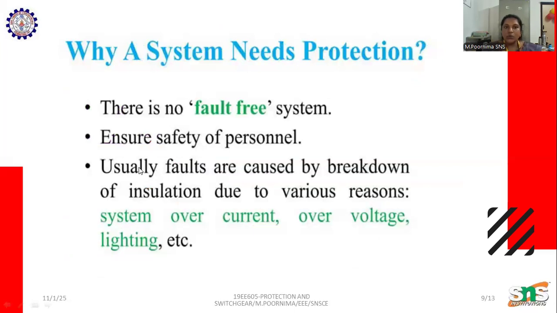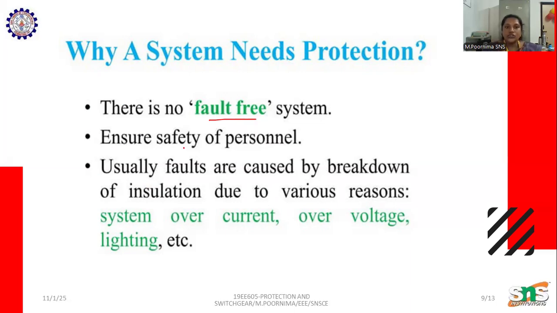Next, why does a system need protection? This is the question. Why is protection needed for a system? First of all, there is no fault-free system. In every system there is a fault. A fault may occur in any situation, at any point.